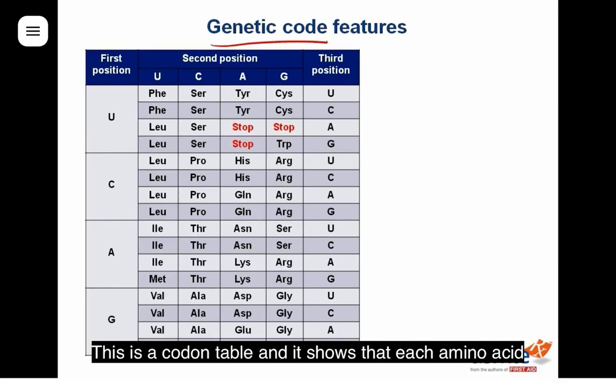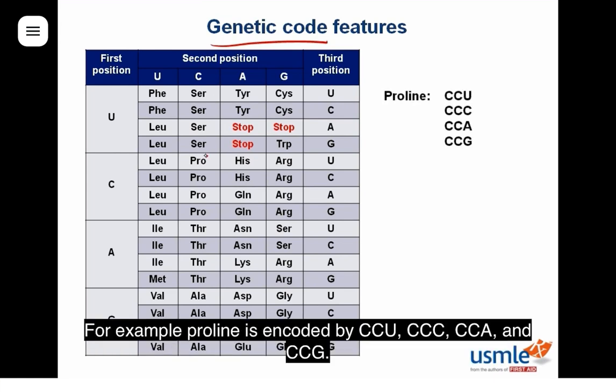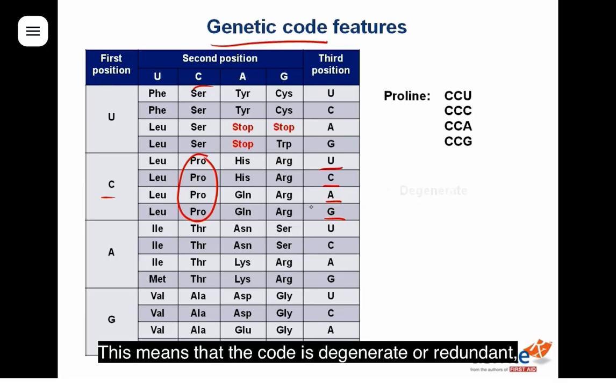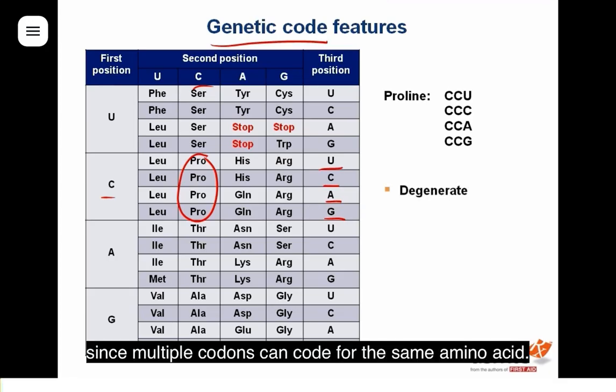This is a codon table, and it shows that each amino acid is encoded by sets of 3 nucleotides called codons, and many amino acids are encoded by multiple sets. For example, proline is encoded by CCU, CCC, CCA, and CCG. This means that the code is degenerate or redundant, since multiple codons can code for the same amino acid.